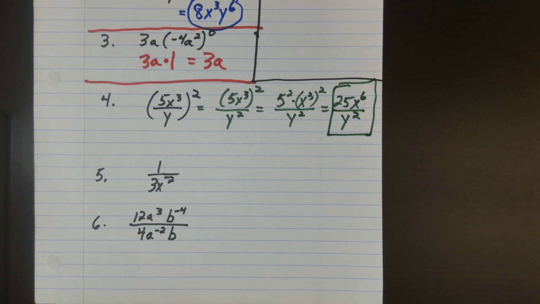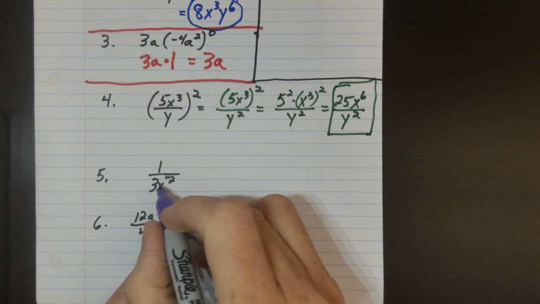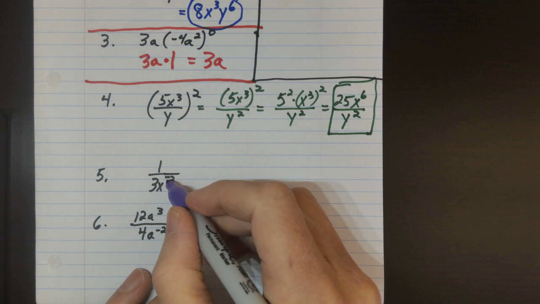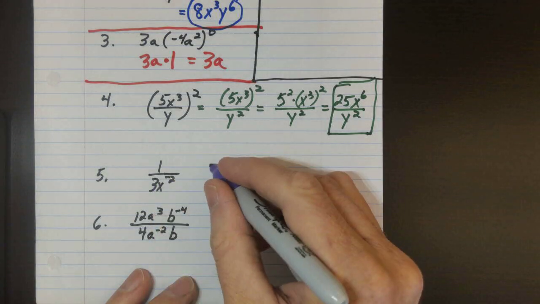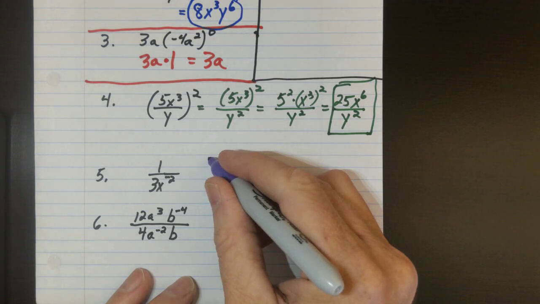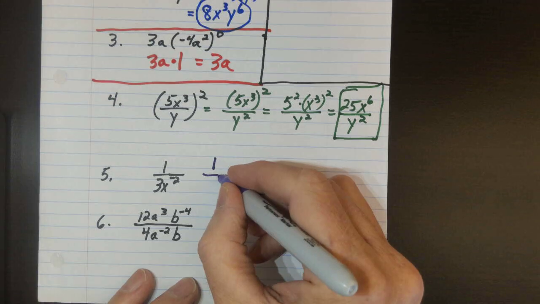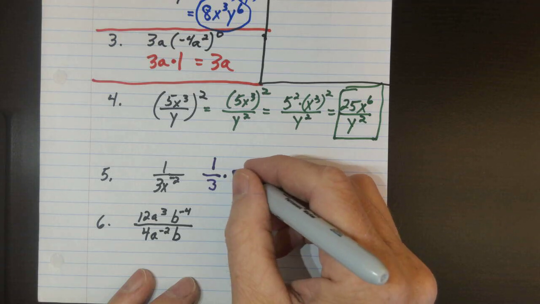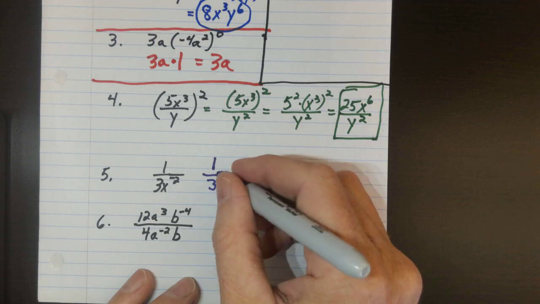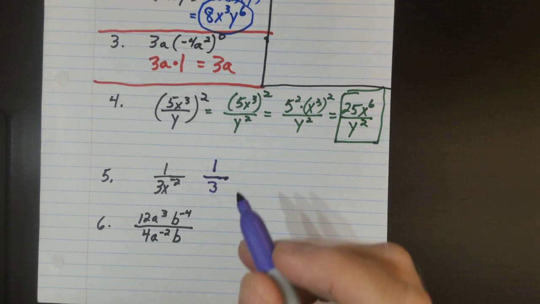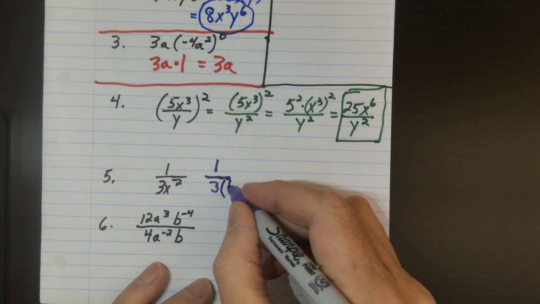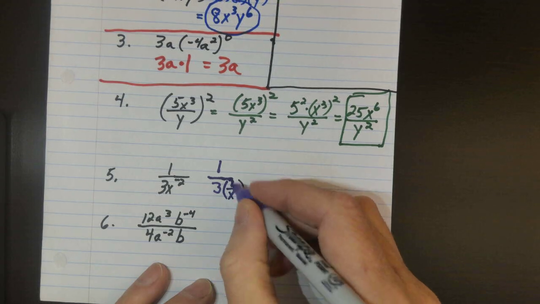Number 5. Now, I want you to notice that the only thing that is to the negative second power is the x, not the 3. Now, I'm going to write 1 over 3, and I'm going to write, okay, I'm changing my mind as I go along here. 1 over 3, I'm going to rewrite the x to the negative second as 1 over x squared.